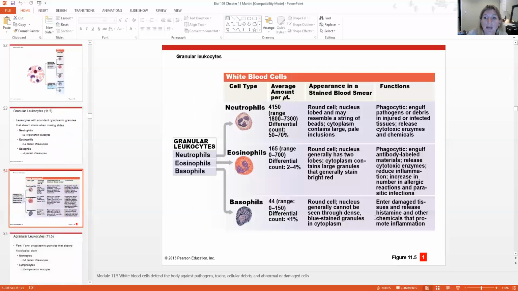So here you see them, and overall functions. Neutrophils are phagocytic. They go through and gobble up any debris, any waste products, any bacteria. Eosinophils are specifically for parasitic infections and allergies, and basophils are responsible for assisting in that inflammatory response with histamine and heparin release.